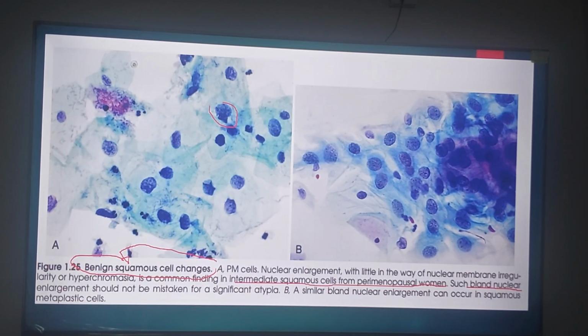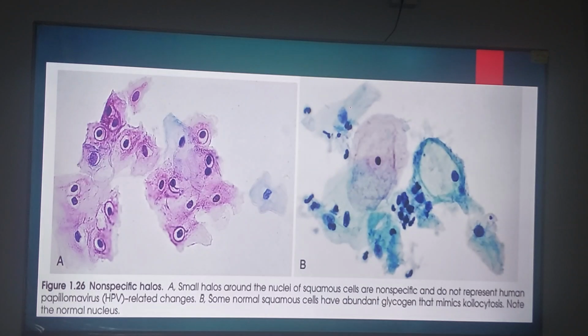Similar blunt nuclear enlargement can occur in squamous metaplasia. This is also blunt nuclear enlargement seen in squamous metaplasia. These two pictures show the non-specific halos. This picture shows non-specific perinuclear halos. In this picture, there are specific perinuclear halos.